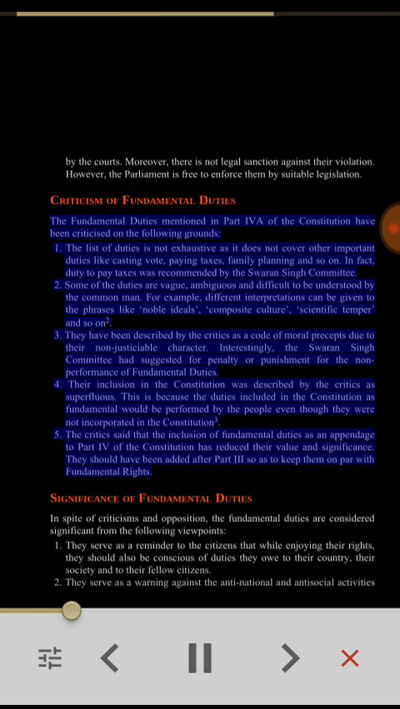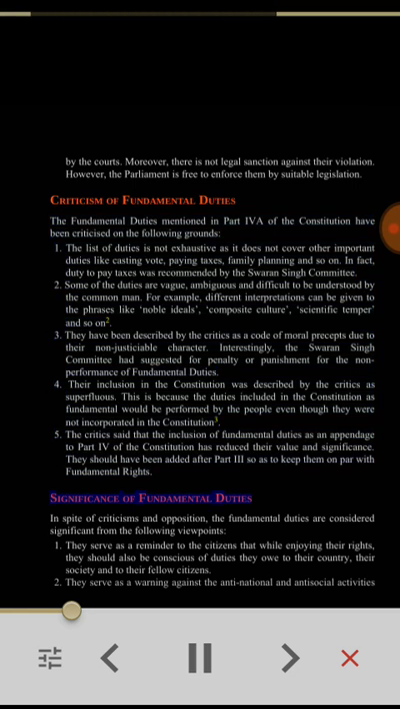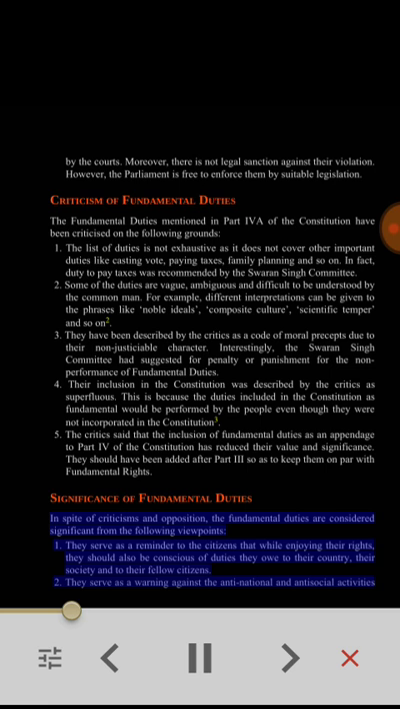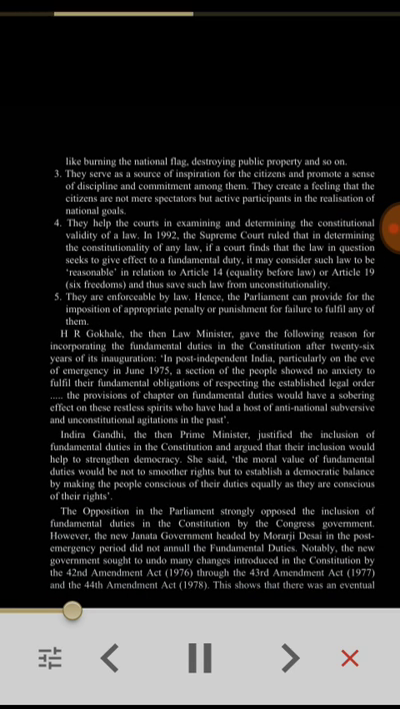Significance of fundamental duties. In spite of criticisms and opposition, the fundamental duties are considered significant from the following viewpoints. 1. They serve as a reminder to the citizens that while enjoying their rights, they should also be conscious of duties they owe to their country, their society, and to their fellow citizens. Point 2. They serve as a warning against the anti-national and antisocial activities, like burning the national flag, destroying public property, and so on.